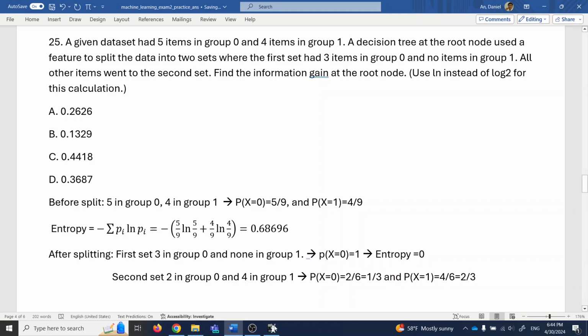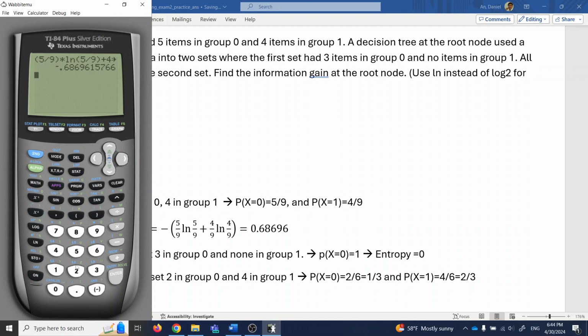Now let's do the same calculation. So we do 1 times ln of 1/3, and then I divide it by 3. Oops. Divide by 3, and then plus 2 times ln of 2/3, and then divide by 3. Okay, and you get negative 0.63651.